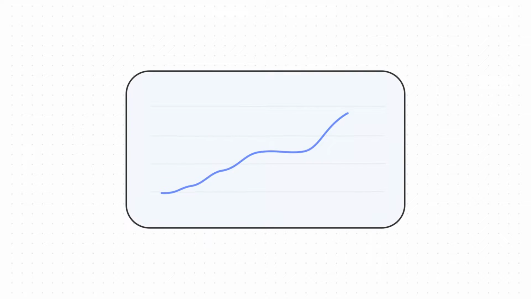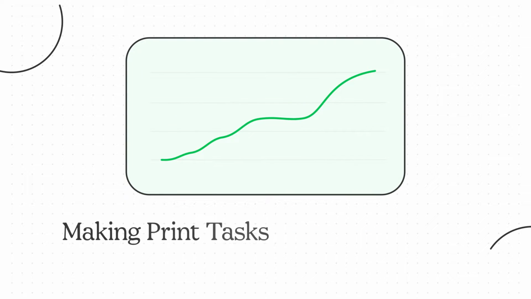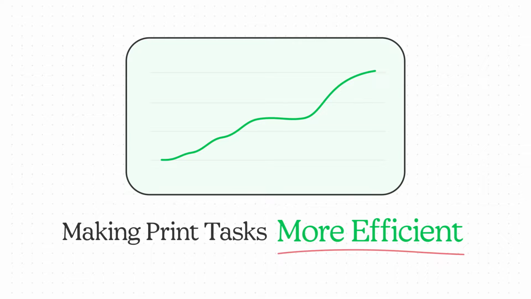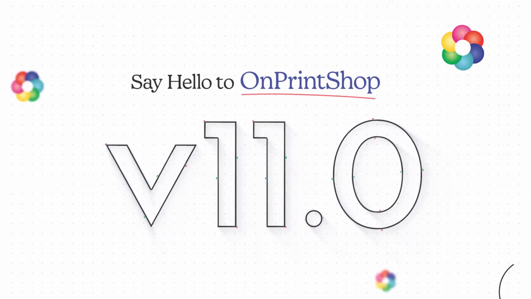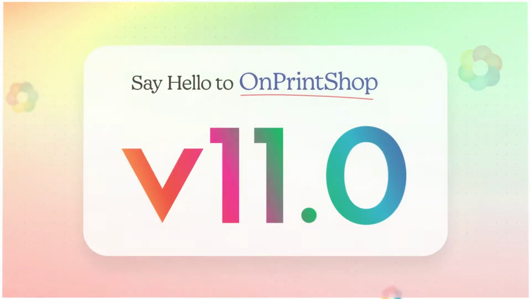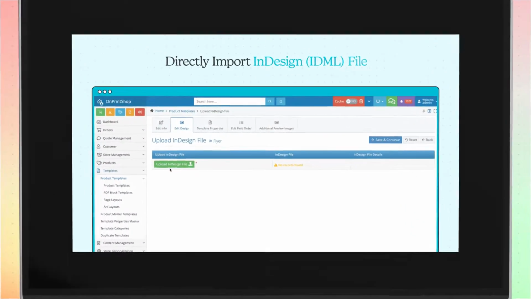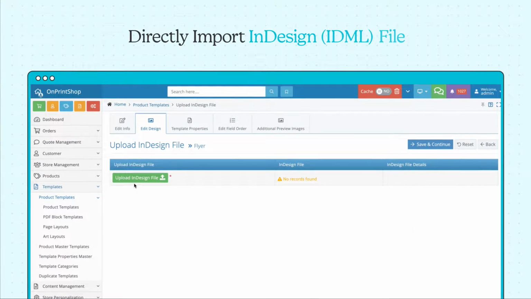As print business demand increases, the processes that feed them must be as efficient as possible. So we are introducing the all-new update of OnPrintShop version 11.0. Get ready as we bring you the significant highlights of our update that will surely help your print business.